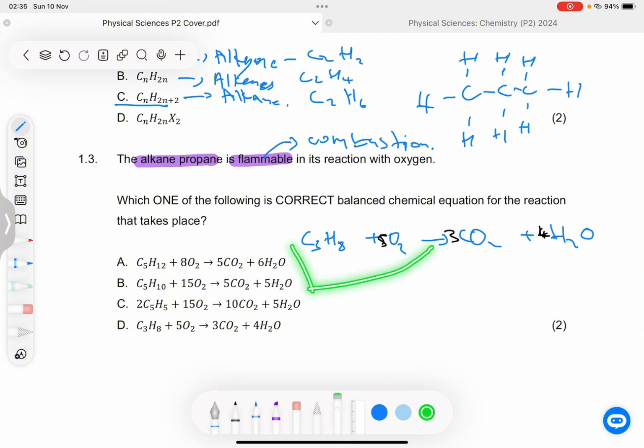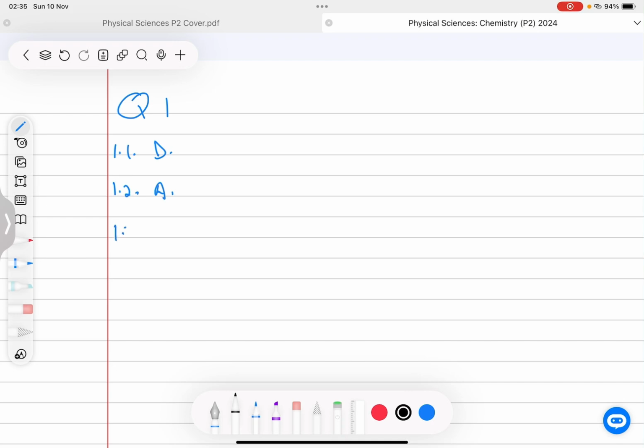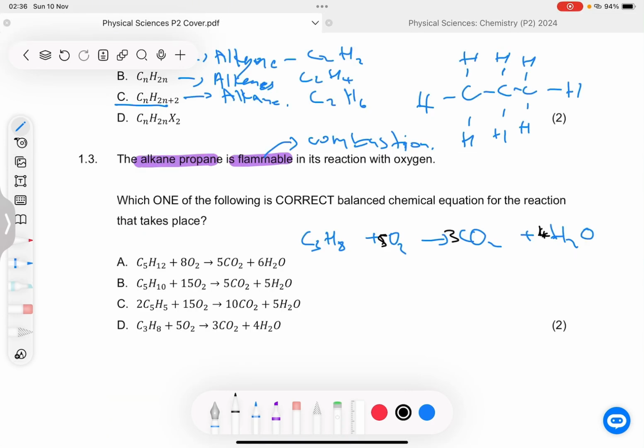All that's left now is to check if I have this equation among these options. There's only one option that has C3H8 plus 5O2 giving me 3CO2 and 4H2O. So my option has to be D. 1.3 is a D.